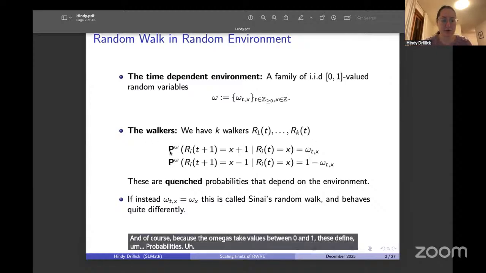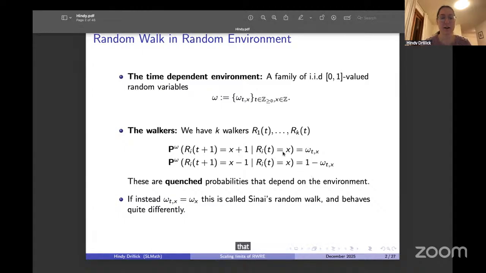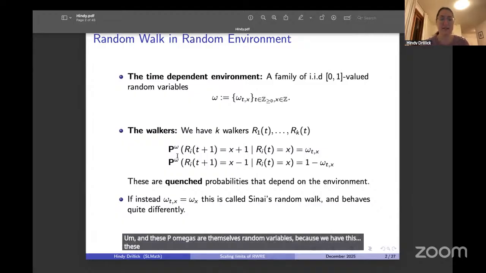So here I wrote this out more formally. P omega denotes this quenched probability. In other words, it's the probability, depending on omega, that the random walker that's at position x at time t is at position x plus 1 or x minus 1 at time t plus 1. And these P omegas are themselves random variables because we have these two levels of randomness in our model. We have the random environment and then the random walk.